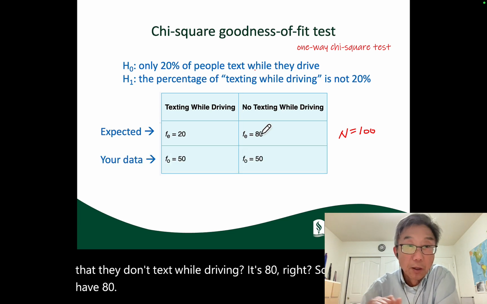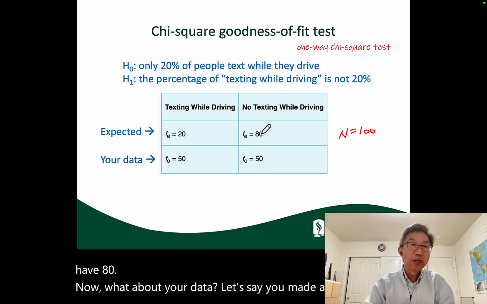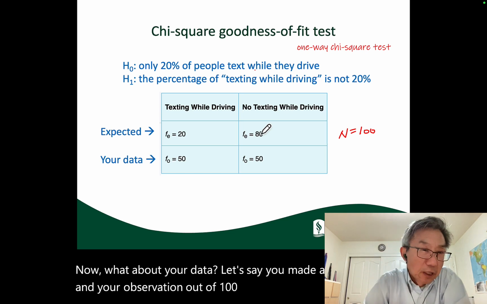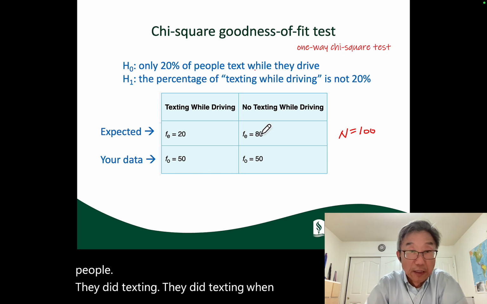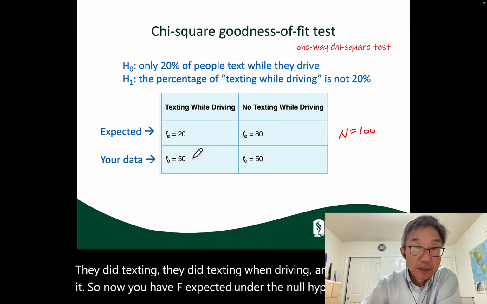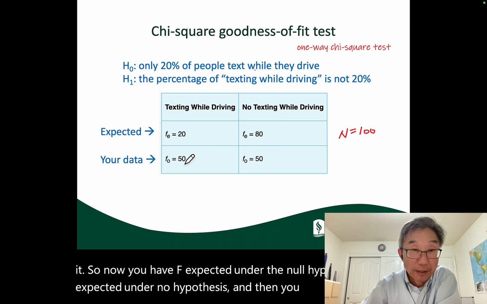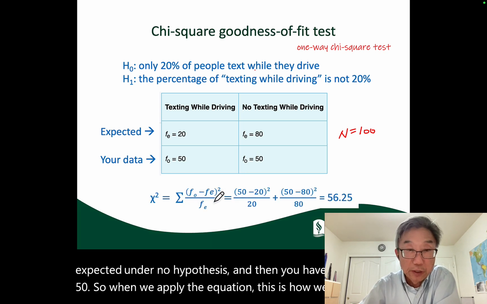Now, what about your data? Let's say you made an observation, and out of 100 people, you actually noticed 50 people did text when driving, and another 50 didn't. So now you have f expected under the null hypothesis, and then you have the data, 50 and 50. So when we apply the equation, this is how we would apply it.